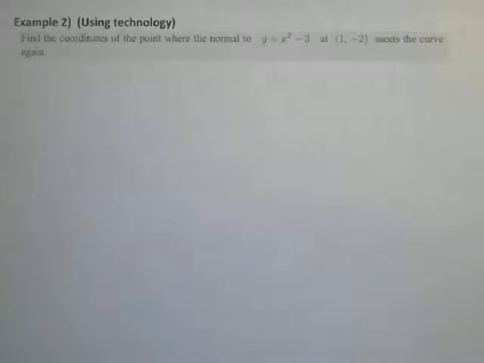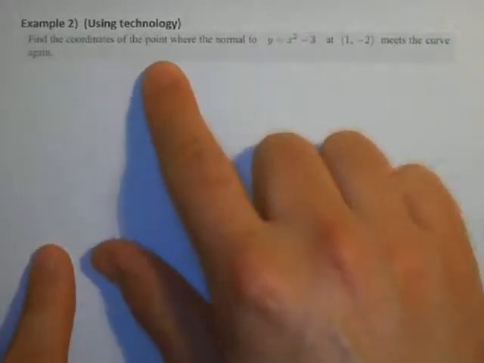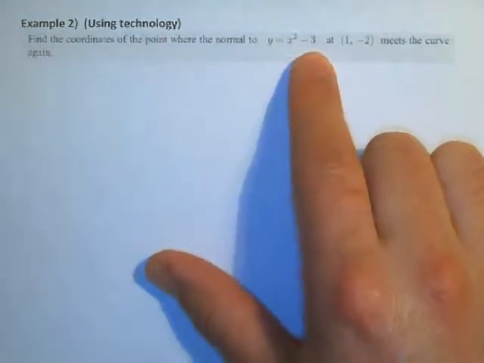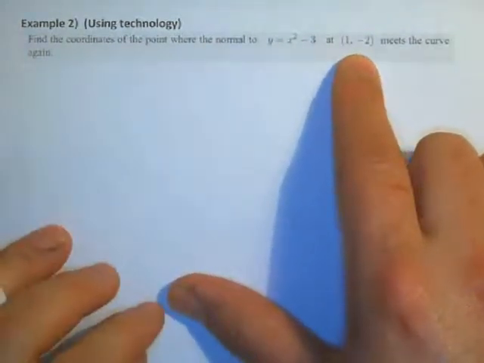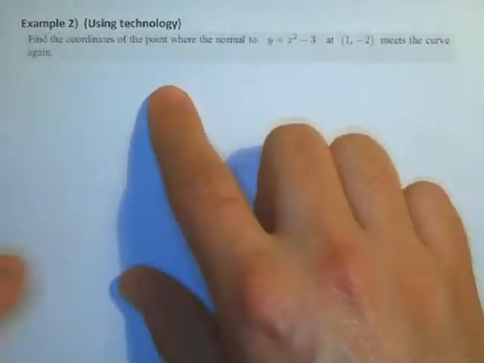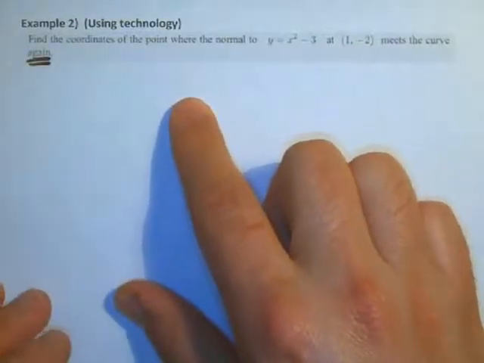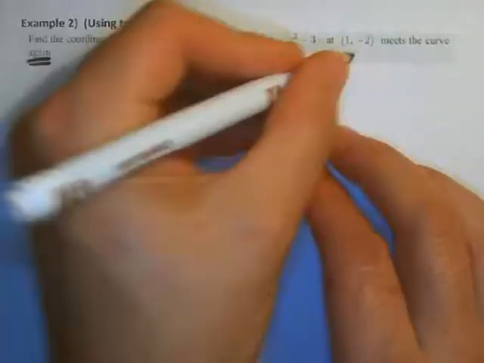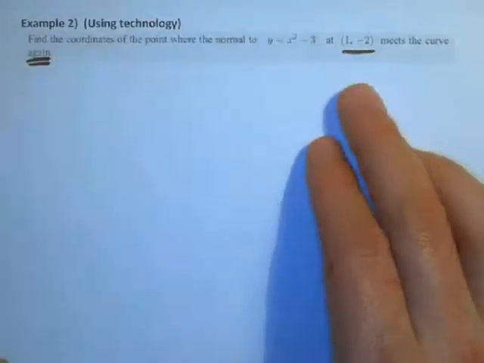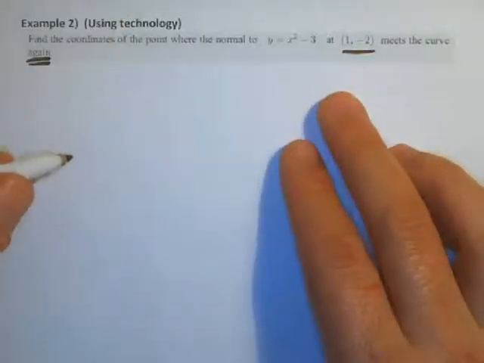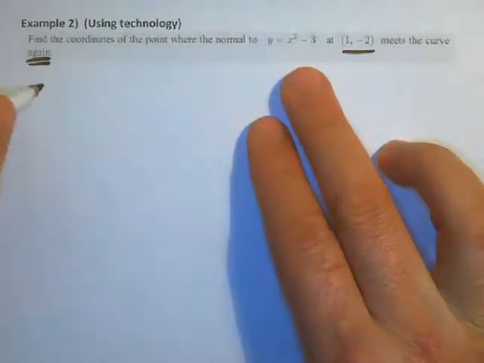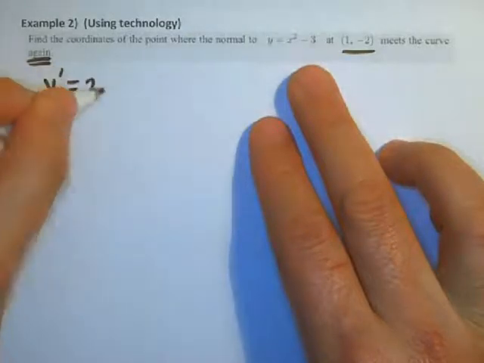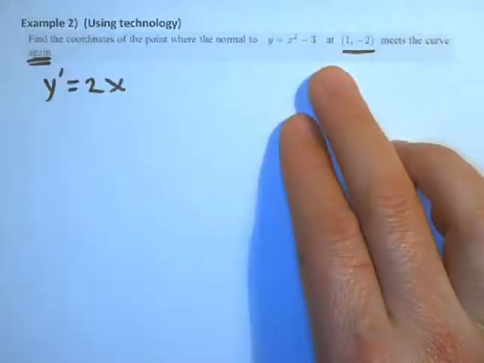Find the coordinates of the point where the normal to y equals x squared minus 3 at (1, negative 2) meets the curve again. We're going to be using technology to help us with this. We already know the point is (1, negative 2). We first need to find the derivative. So y prime is equal to 2x, and the negative 3 just goes away.